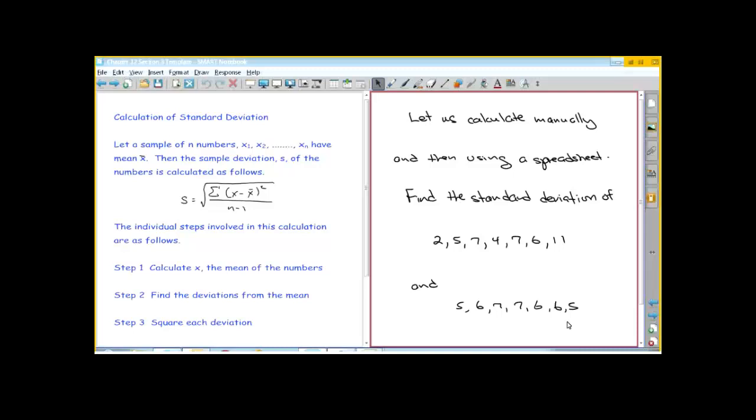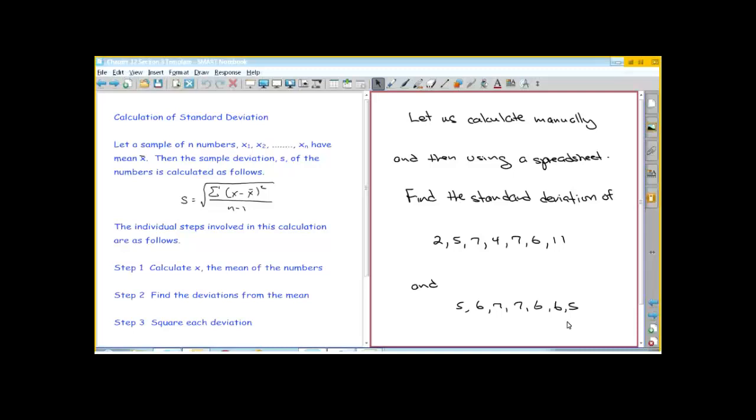So if we looked at the range of the first set of data points, the range would be 11 minus 2, which is 9. And the range here would be 7 minus 5, which is 2. So this has a range of 9, this has a range of 2.